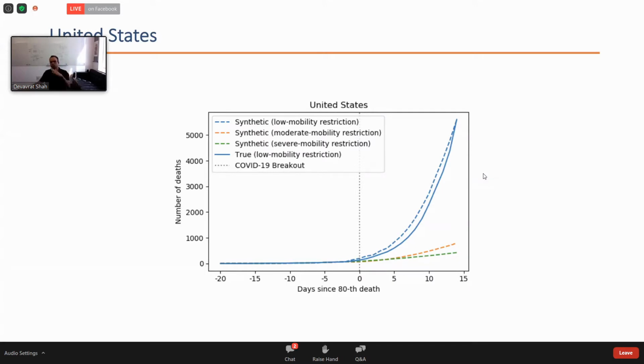And I'm superimposing that with the dark blue line, which is the true. And in a sense, this at least visually cross-validates that, yeah, the method might have some merit. Okay. Now, this is for United States. We can say what happens to other countries.